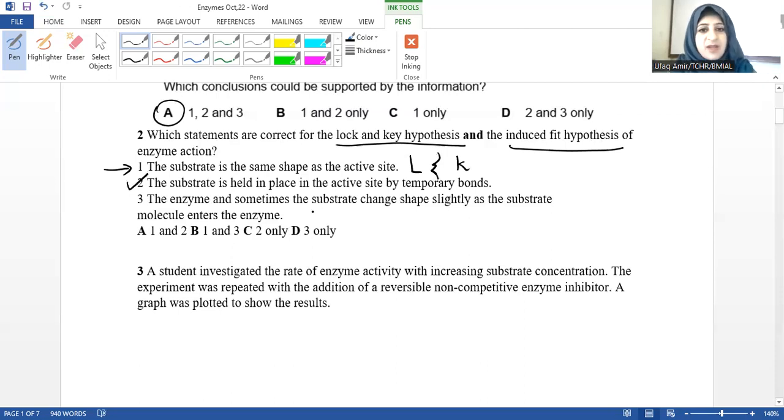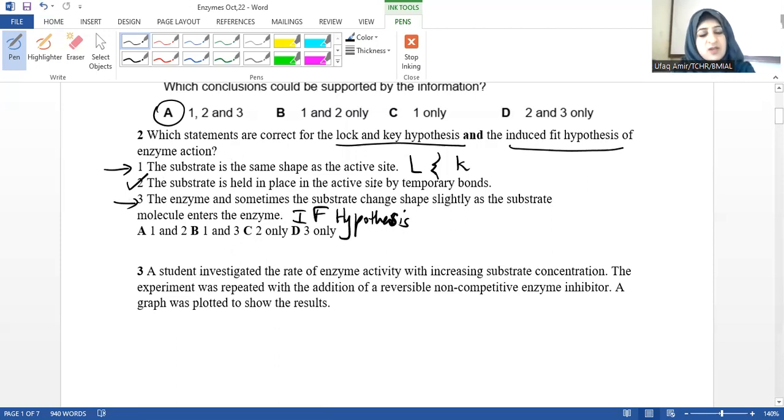The enzyme and sometimes the substrate change shape slightly as the substrate molecule enters the enzyme. That's correct for the induced fit hypothesis, but it is not correct for lock and key. Lock and key doesn't say this. So that's more induced fit, and number one is more lock and key, but this one is in between.